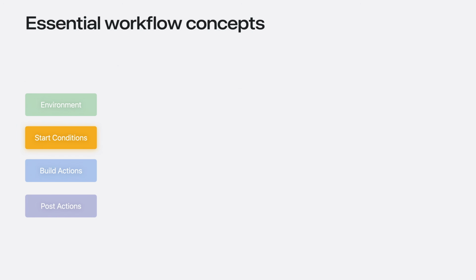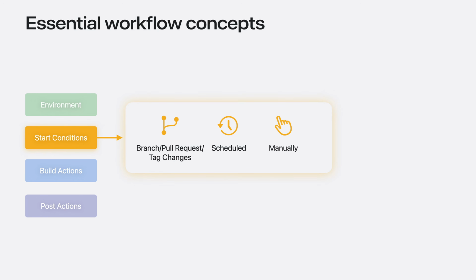Start conditions define when a workflow runs. You can choose to respond to source control events, like when a branch, pull request, or git tag updates. You can also choose to set up a schedule so that your workflow runs at a specific day and time. Or you can opt for a manual start condition, which will only run manually.